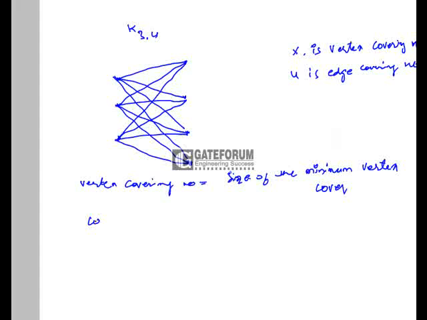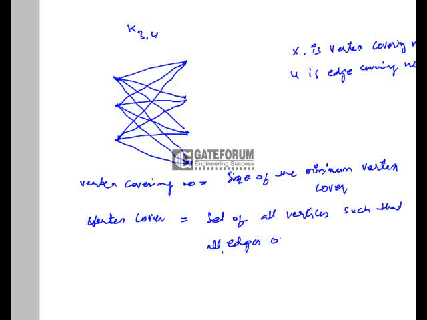Vertex cover is nothing but a set of vertices such that all the edges of the graph should be incident on at least one vertex of the vertex cover.